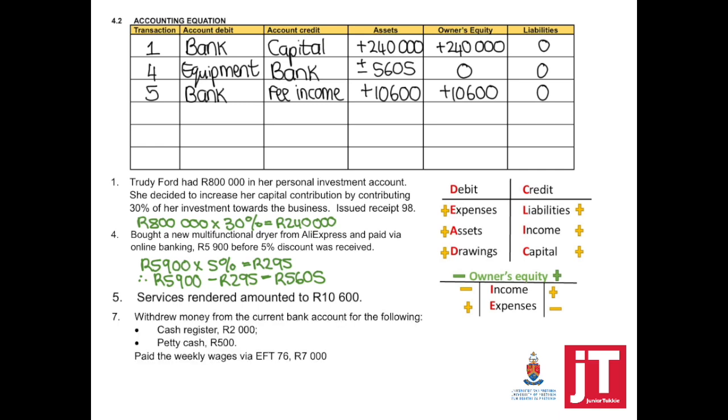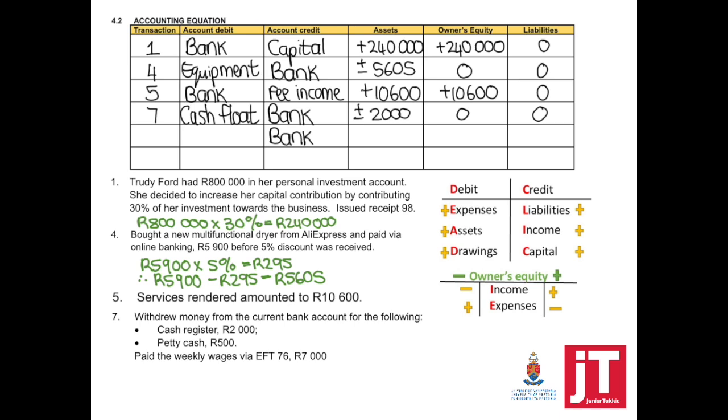Day 7. Withdrew money from the current bank account for the following. Now reminder, in the CPJ, we said in total we withdrew 2,500. For what reason? For the cash register, cash float, and petty cash 500. When we do it on the accounting equation, do it separately. We start off with bank is credited, account debited, cash float. Both is a current asset, plus minus 2,000. Nothing happened with owner's equity and nothing with liabilities.